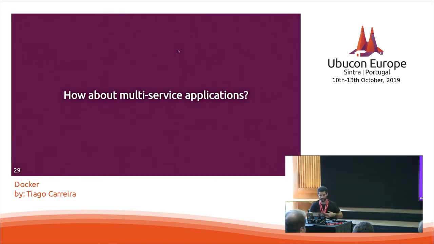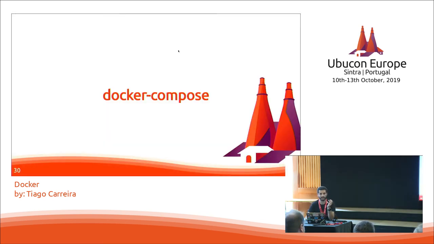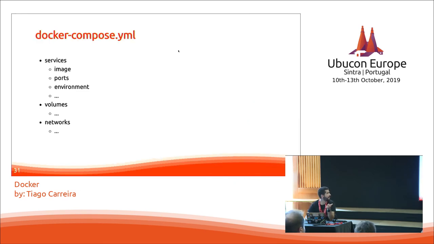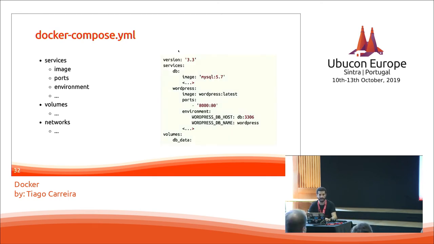I'll try to be really quick because we are running out of time. Most applications that we have rely on multiple services, not just one. Usually we need an HTTP proxy or some kind of cache or database in my application. For that, there's a tool called Docker Compose, used for managing multi-container applications. It's essentially a wrapper around the Docker client. It is configured using a Docker Compose.yaml file that specifies the services: the image, ports, environments, everything, and volumes and networks. So it's just a file like this one.